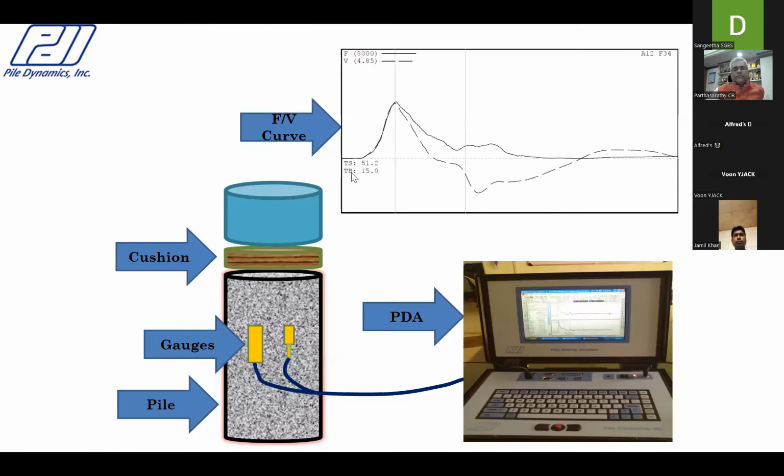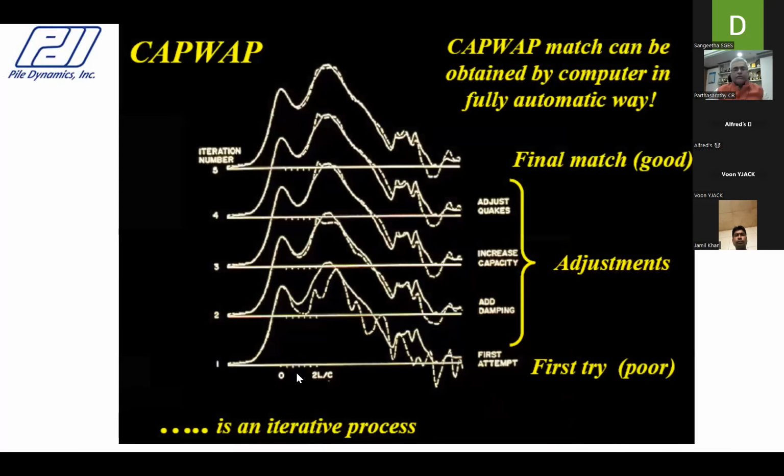Now, when you get this data set, force, velocity, time history, you bring this data set into the CAPWAP software. So CAPWAP is a signal matching technique to compute what is your system, because you know the load from the measurement of strain and the force, and you know the movement from accelerometers. But what we do not know is the system, the distribution of the resistance between skin and the end bearing, and also the other dynamic parameters.